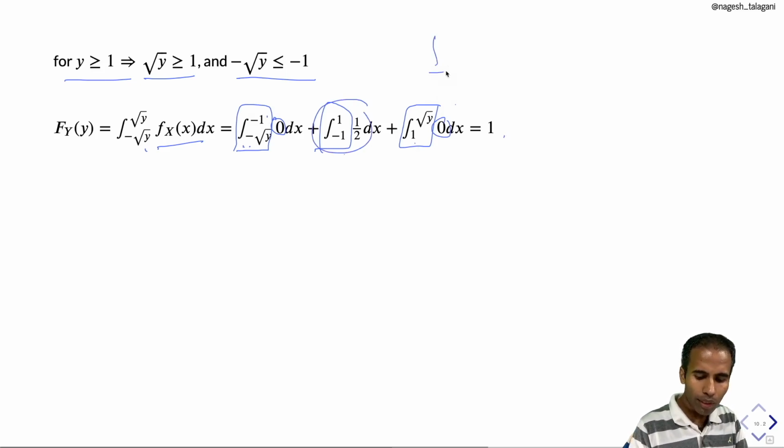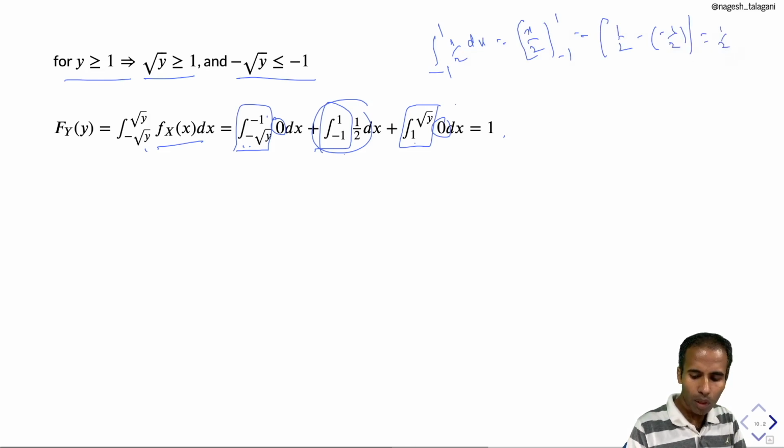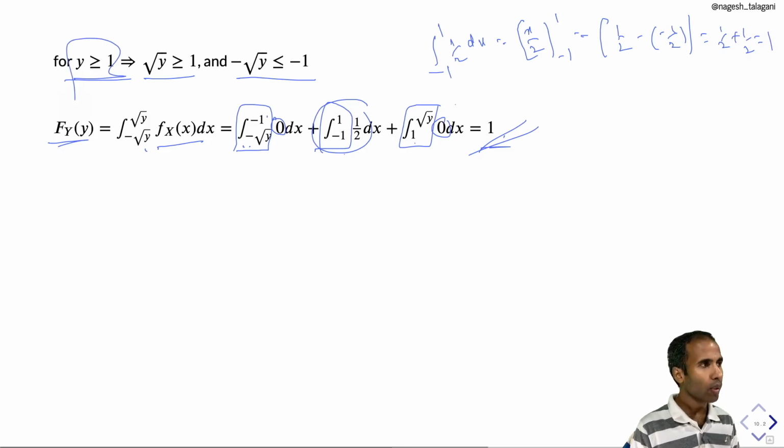Okay, so the integral from minus 1 to 1 of 1 by 2 dx is going to be what? X by 2 from minus 1 to 1. It's going to be 1 by 2 minus minus 1 by 2. It's going to be 1 by 2 plus 1 by 2. That is going to be 1. Okay, so Fy of y is going to be 1 for y greater than or equal to 1.